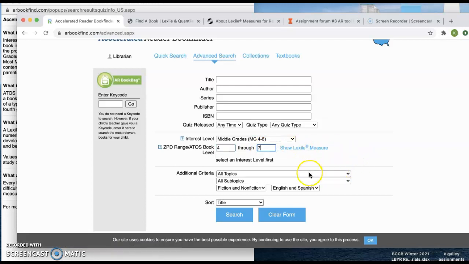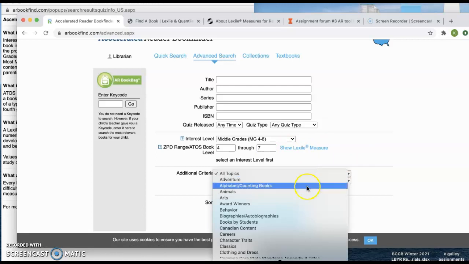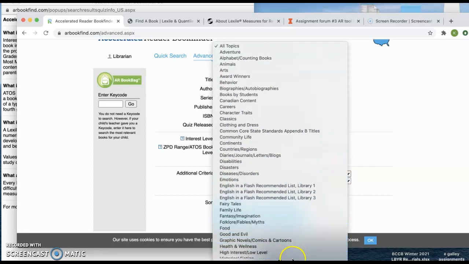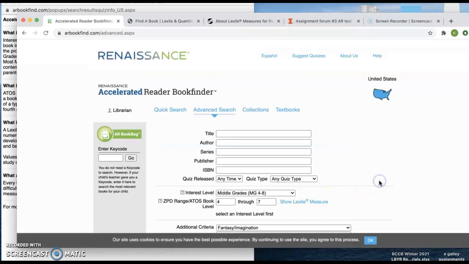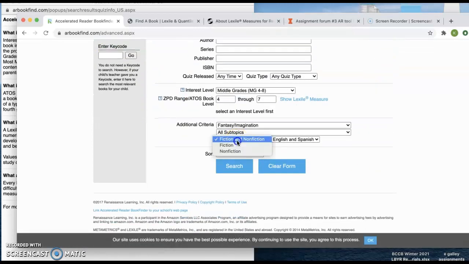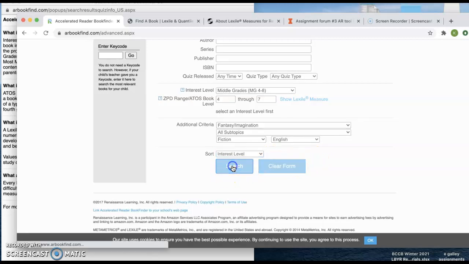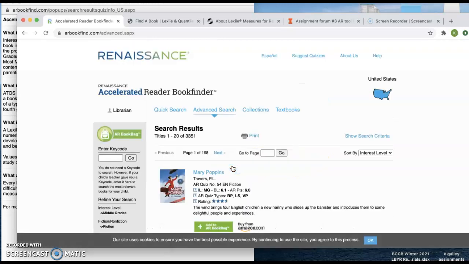And then we know that he likes fantasy, right? That kind of gives us a nice place to start. It'll do that sometimes. We're going to go to fiction. I'm going to go to English. And I'm actually going to sort by interest level. And then I'm going to search and see what comes up.